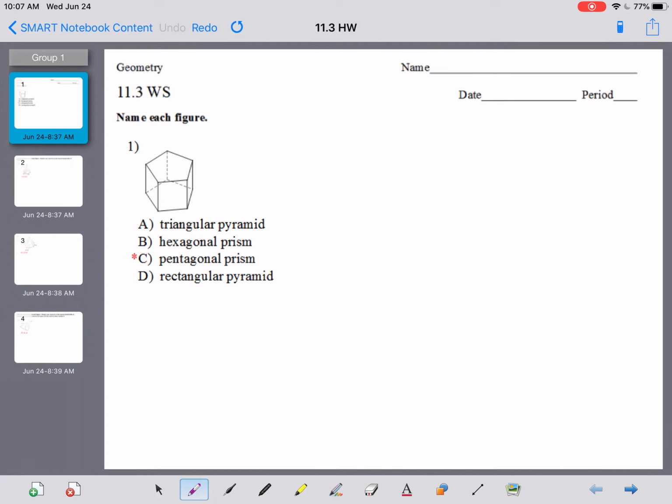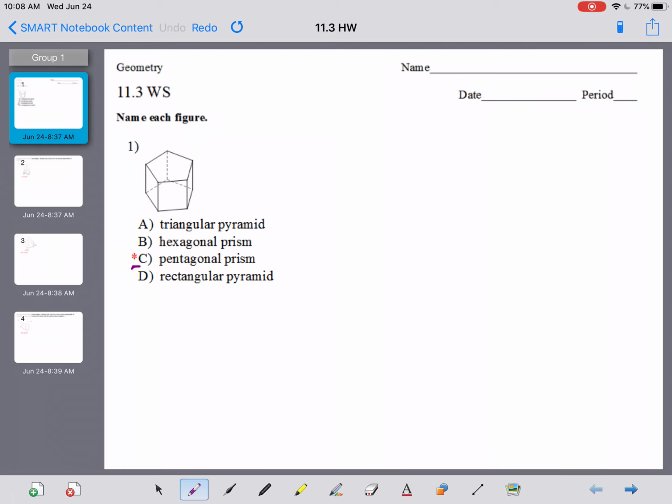Okay, let's run through a few problems off the 11.3 worksheet. I decided to give you 4 problems at the beginning right here where they gave you the picture of a solid and just asked you to come up with the name for it. And I thought I'd make this one multiple choice, maybe make your life a little bit easier. So, surprise, here on number 1, the answer is C, because we have that little asterisk right there.